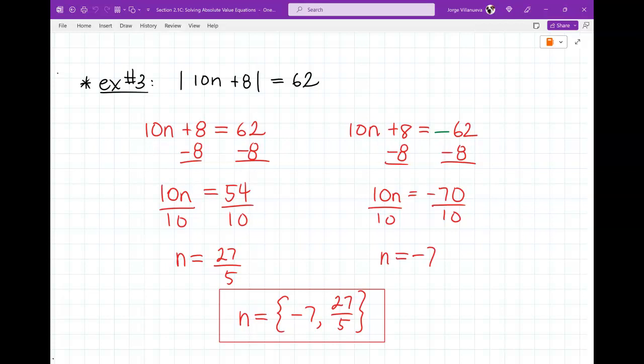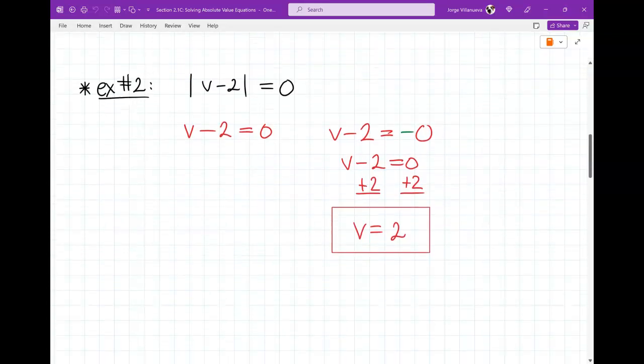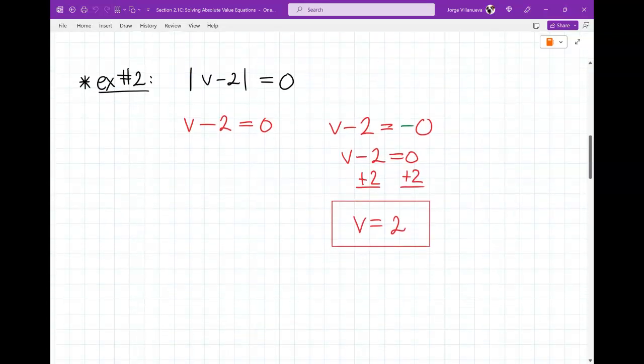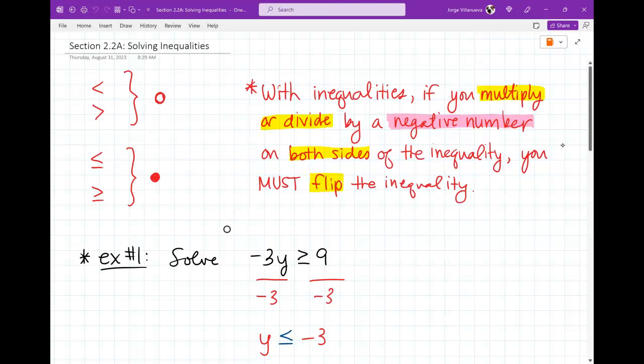Okay, so all you had to do, and I'll show you another example here. This is one with 0, but notice we just wrote v minus 2 equals 0, v minus 2 equals negative 0, and then we just solve both. Okay, so solving absolute value equations requires you to break it up into two different equations, but in one of them you have to change the symbol on the right side, make it a negative. And then we're going to get this idea and we're going to put it together with section 2.2a.